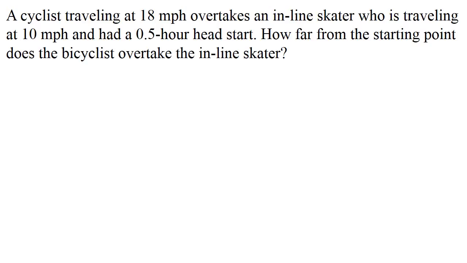Alright, let's look at this problem. A cyclist traveling at 18 miles per hour overtakes an inline skater who is traveling at 10 miles per hour and had a half-hour head start. How far from the starting point does the cyclist overtake the inline skater? So what kind of situation? They're going the same way, and the second one had a head start, had some kind of adjustment that got them up ahead of there.